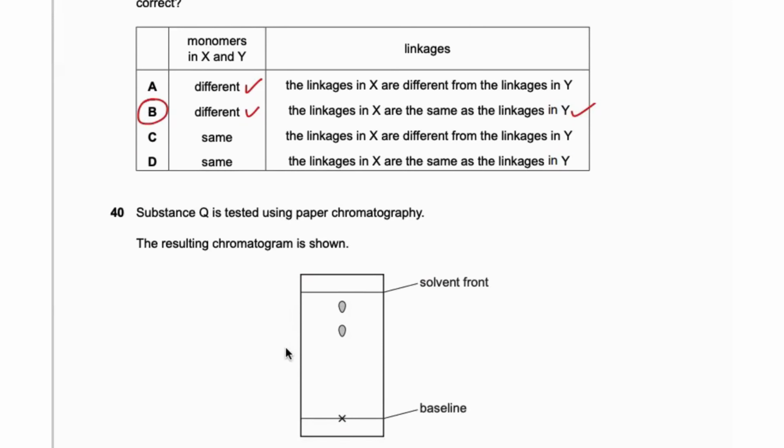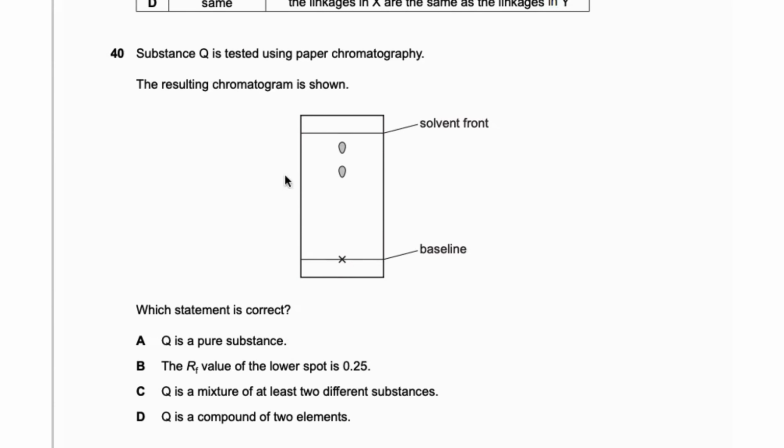Next question, the last question, question 40. Substance Q is tested using paper chromatography. The resulting chromatogram is shown. Which statement is correct? Q is a pure substance. It cannot be a pure substance because two different spots are found. The Rf value of the lower spot is 0.25. We have to calculate; the distances are not given. Q is a mixture of at least two different substances. Two spots show that there are two different substances in the mixture. This is the right answer.